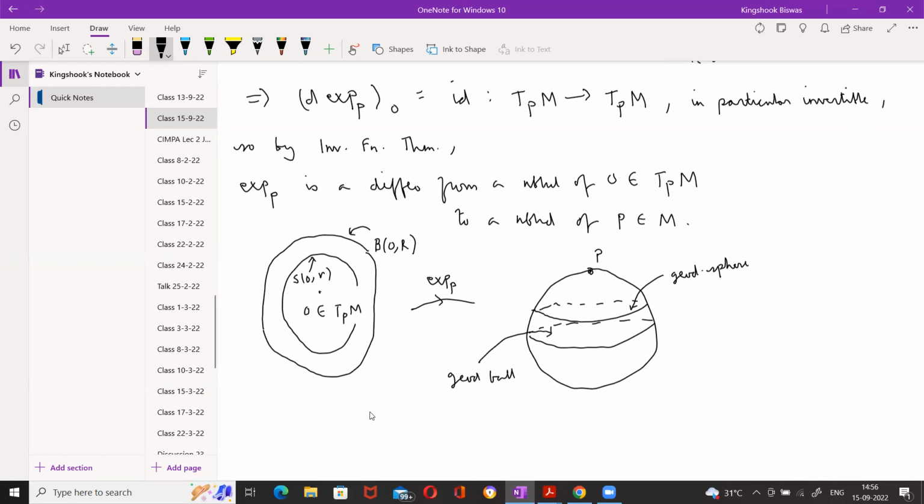Okay, so the upper hemisphere of the sphere is a geodesic ball of radius... what will the radius be? So pi by 2, right? Yeah. So this will be a ball of radius pi by 2.